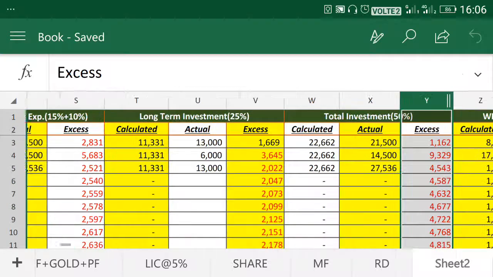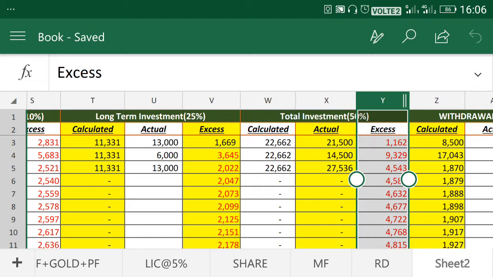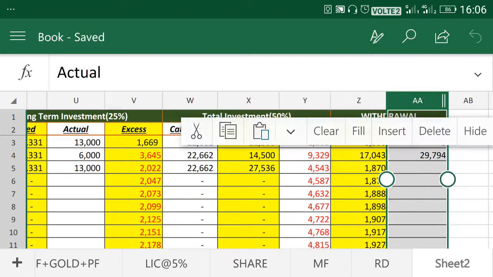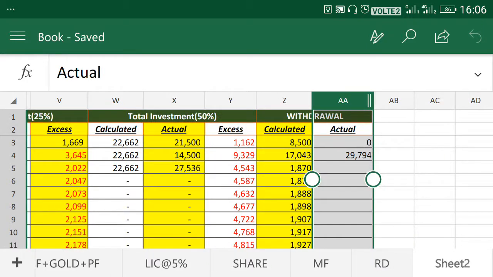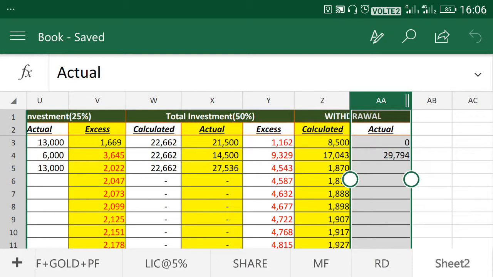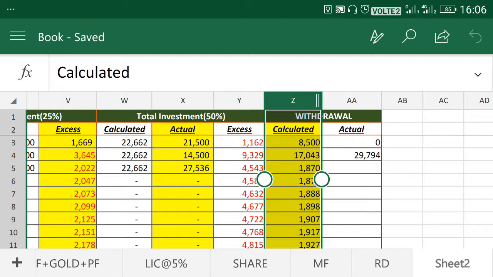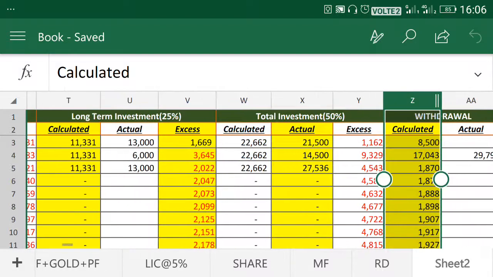Same for total investment. The total investment also should be green. If it is green, yes, if it is red, then you are not up to the mark. You are lacking. So you will have to make this green. Clear? Same goes for your actual withdrawal. Your actual withdrawal shouldn't be such that your calculated amount of withdrawal will become red. If it becomes red, that means you have taken out more money. So you'll have to make a control over your withdrawal. The calculated part, this column should be green always. If it becomes red, then you have to make necessary arrangements.